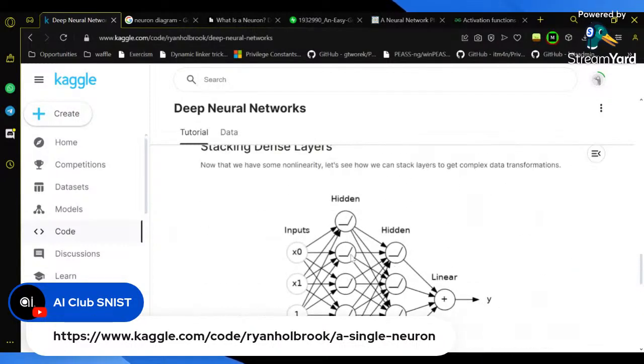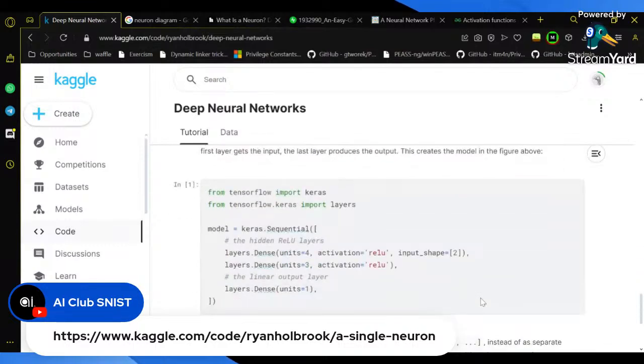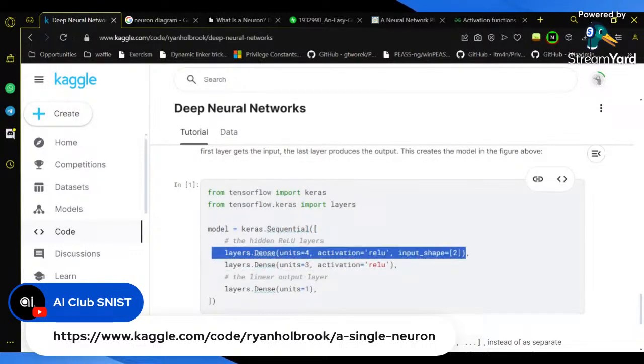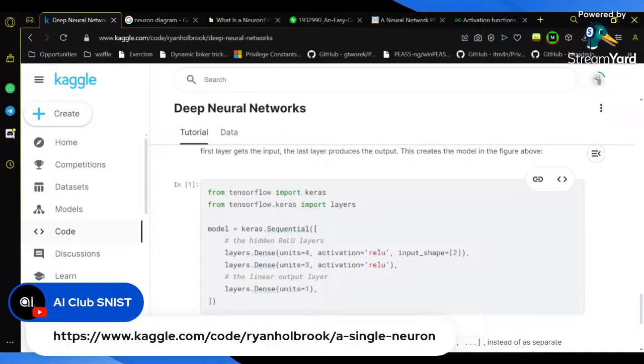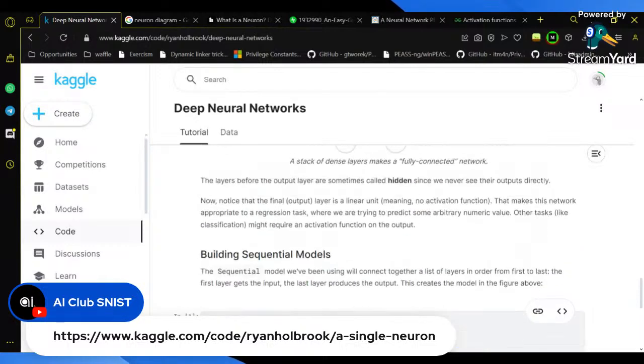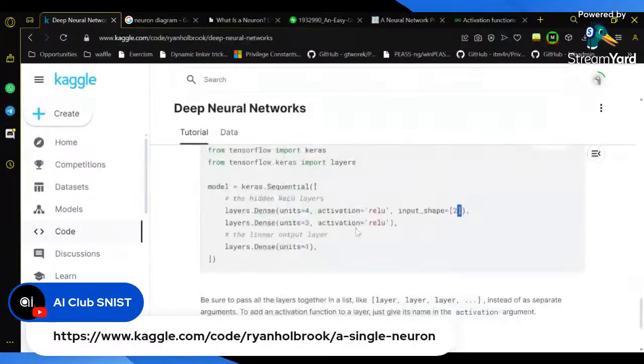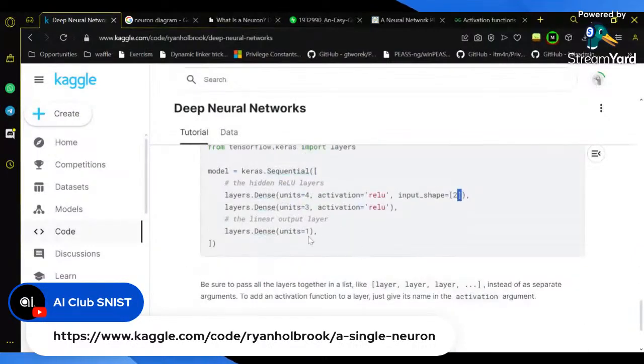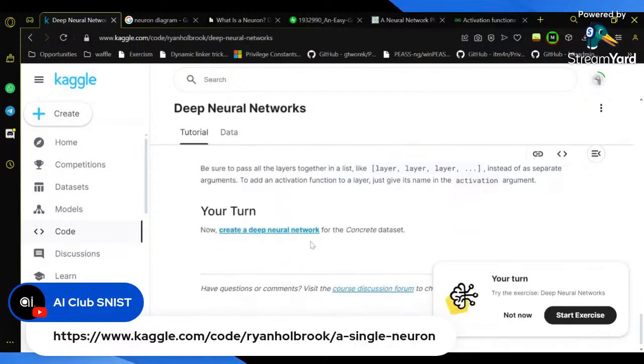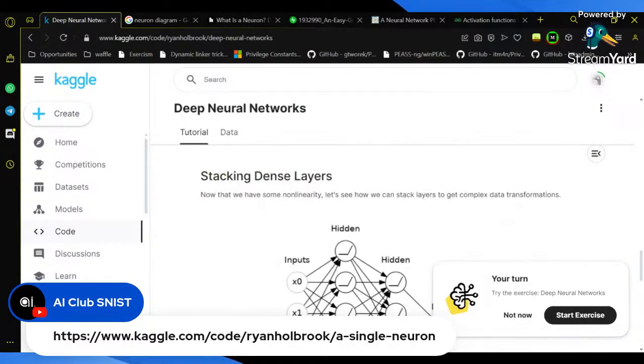Here there are two dense layers in between the input and output layer. In the same way, this is our single hidden layer, this is our input layer. How can we say that it's our input layer? We mention the input shape over here, how many input values we are taking, and then this is our output layer. Do try out the notebooks.